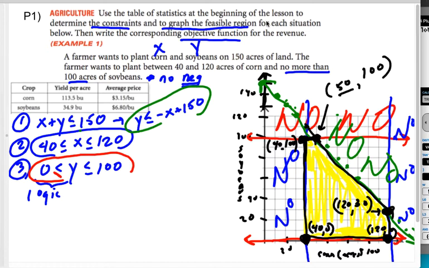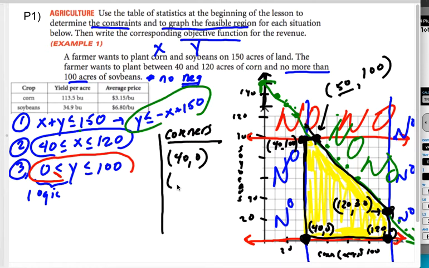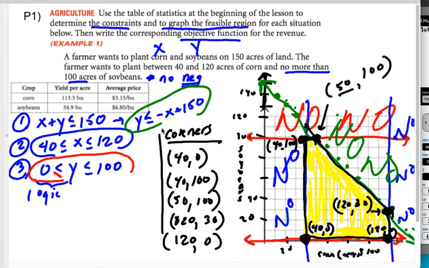So it's worth noting, it's going to matter later what those corners are. So when we get to the next example, we're going to care what those corners are. And the corners were 40 comma 0, 40 comma 100, 50 comma 100, 120 comma 30, and 120 comma 0. Okay, so those are going to matter later. We just don't know that yet.